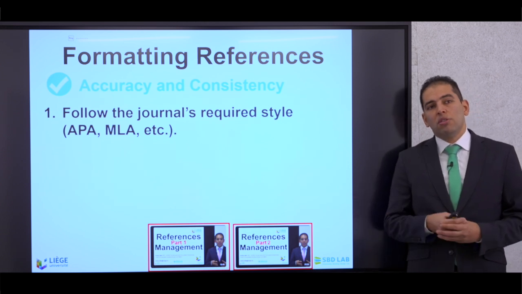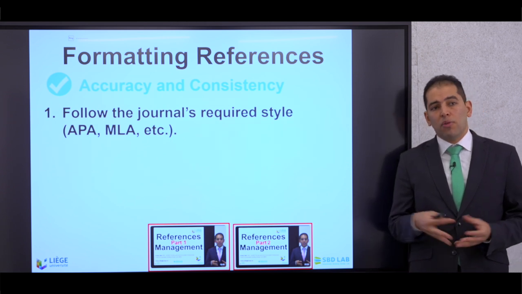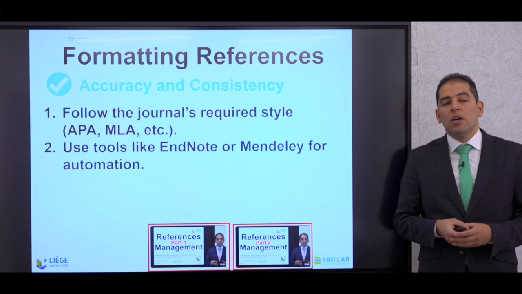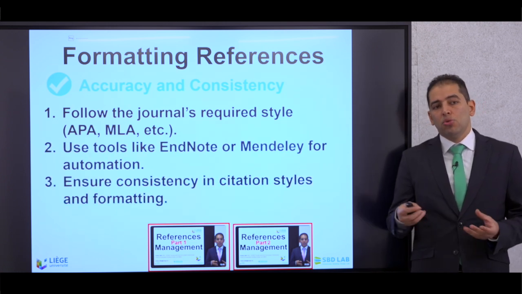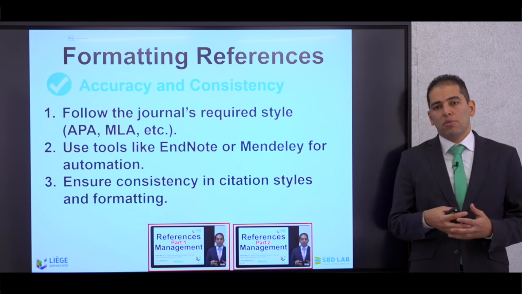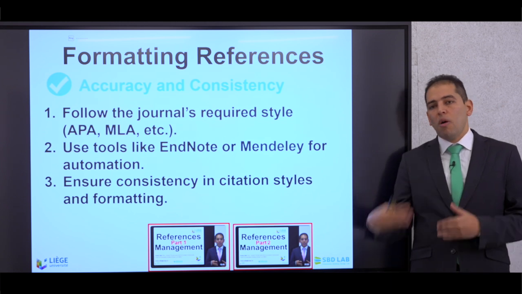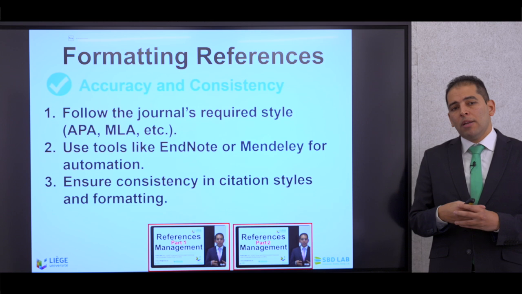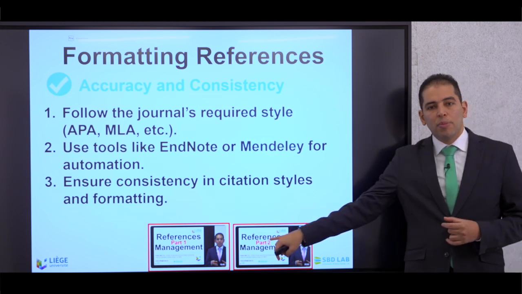You need to make sure that your references are well in line with the style required by the journal. Follow the journal required styles. Most of the time it is APA or MLA. Use tools like EndNote or Mendeley, for example, for automation, and ensure consistency in general in your citation format. Make sure that your citation style distinguishes journals from conferences, from books, from websites, and so on, and theses and dissertations.